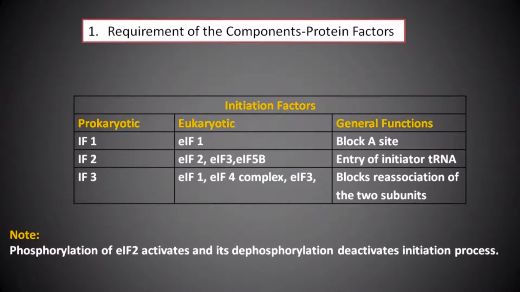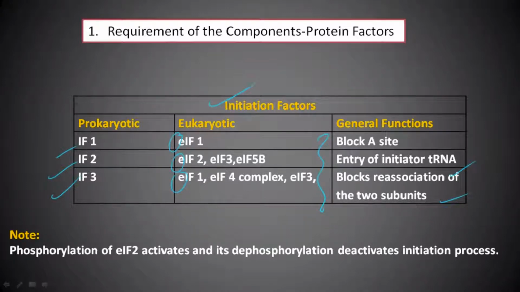So again we need protein factors. Protein factors are tangentially associated with ribosomes for the translation process to occur, and there are different types: initiation factors, elongation factors, and termination factors. The initiation factors are named IF1, 2 and 3 in prokaryotes. In eukaryotes, the prefix E is used, so instead of IF there will be eIF1, 2, 3, 5B, 4, and they have different functions, like blocking the exit entry of initiator tRNA and blocking reassociation of the two subunits.